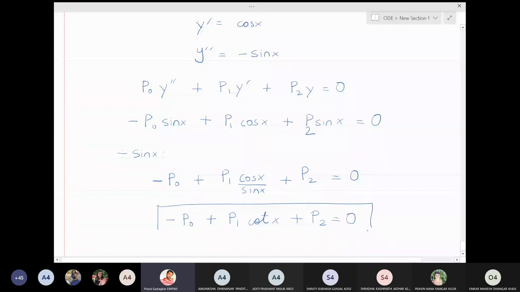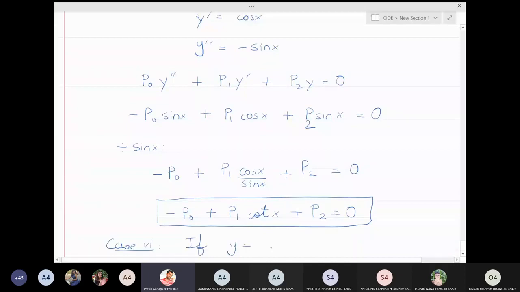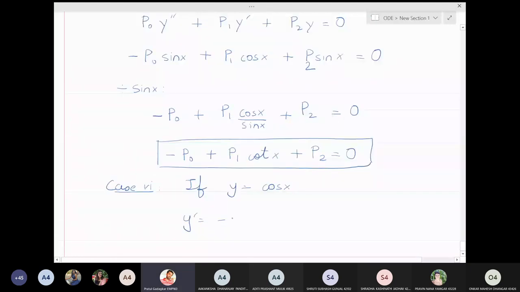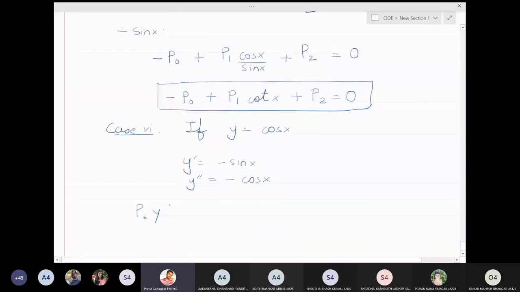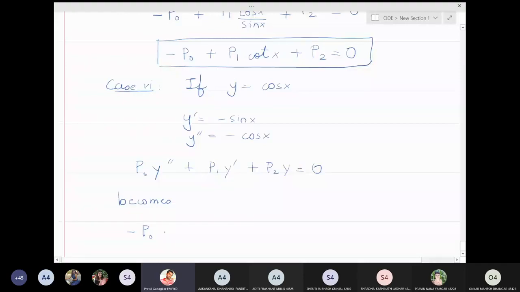What is next? Case 6 is if y is equal to cos x, then what will happen? Y dash is minus sin x and y double dash is minus cos x. So this equation p0 y double dash plus p1 y dash plus p2 y equal to 0 becomes p0 into y double dash, y double dash is minus cos x, plus p1 y dash is minus sin x, plus p2 y is cos x equal to 0, and if I divide by cos x throughout, what will I get?